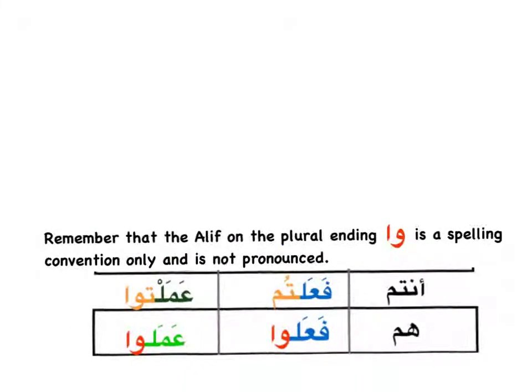Okay, it's good to remember that the alif on the plural ending, waw alif, is a spelling convention only and is not to be pronounced.